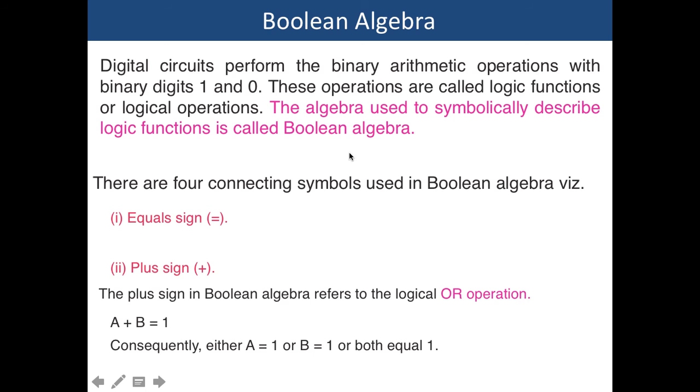To understand the Boolean algebra, first we need to understand the logic functions or logical operations. Digital circuits perform the binary arithmetic operations with binary digits 1 and 0. These operations are called logic functions or logical operations.